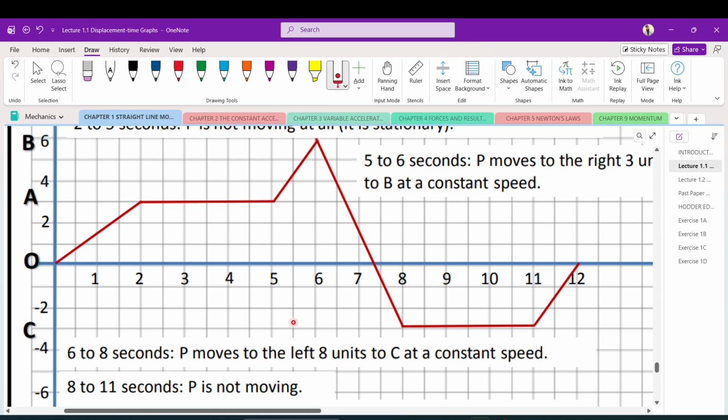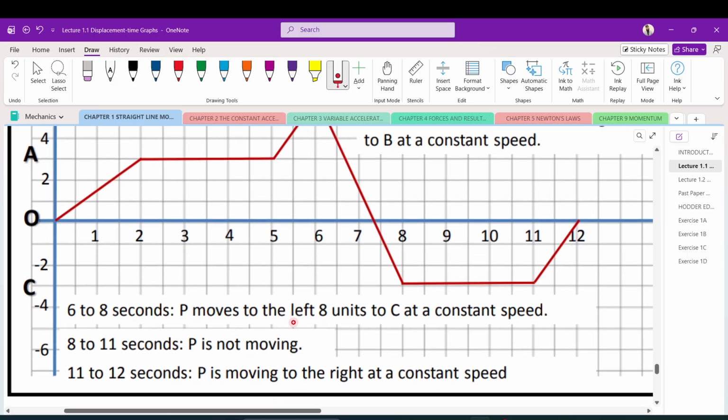And after that, from 8 to 11 seconds, P is not moving, so again it is stationary, it is constant. And then from 11 to 12 seconds, P is moving to the right at a constant speed. So since it is moving to the right, that means again the direction has changed. So now it is coming over here, and then it comes to rest over here on the x-axis.